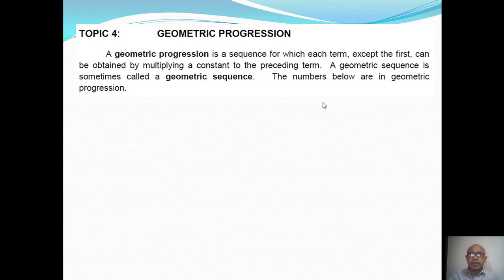Our next topic is about geometric progression. A geometric progression is a sequence for which each term, except the first, can be obtained by multiplying a constant to the preceding term. It is sometimes called geometric sequence.